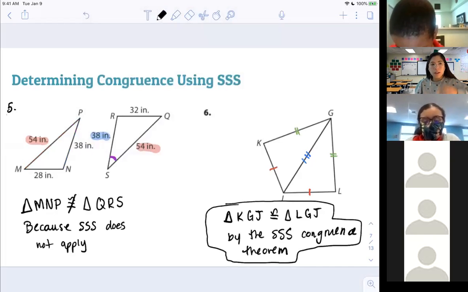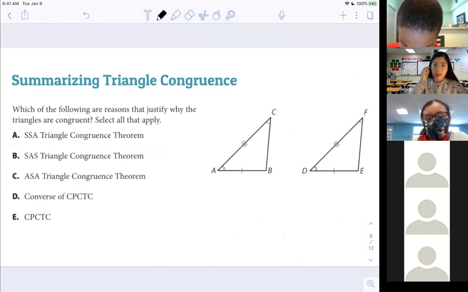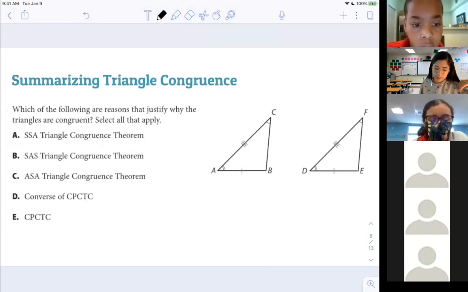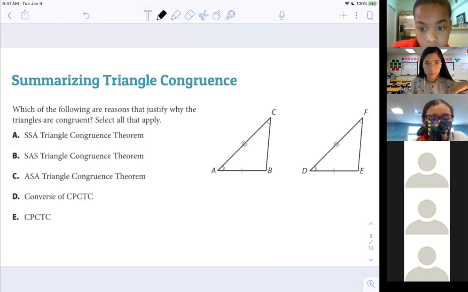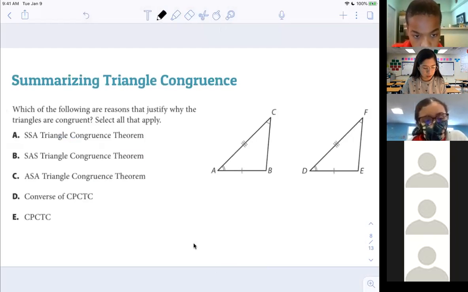All right. Okay, so we've gone through all of those statements that we're doing this week. So let's do a quick summary of which ones they are. Which of the following are reasons that justify why the triangles are congruent? Which of these theorems can I use for this example? I'm going to put up a poll. What does SAS converse mean? Let me explain converse in a second, okay? So I've got A, B, C, D, and E.